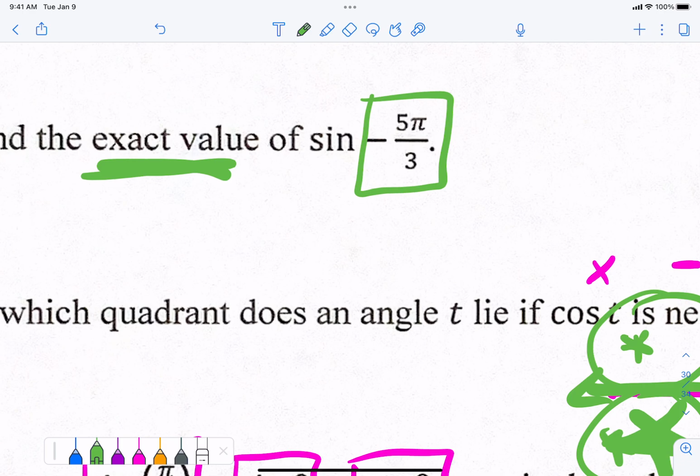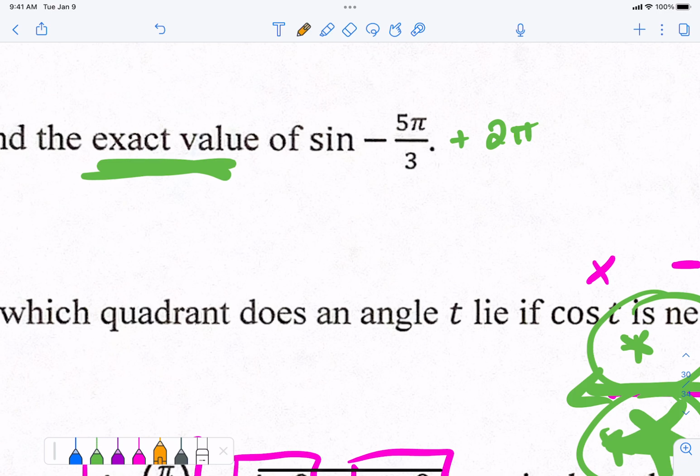What do we look at? You're looking for negative 5 pi over 3 on your unit circle. But you don't have one, so what do we do first? You add. Let's add 2 pi to get a positive angle. We can add 2 pi to make a coterminal one, right?